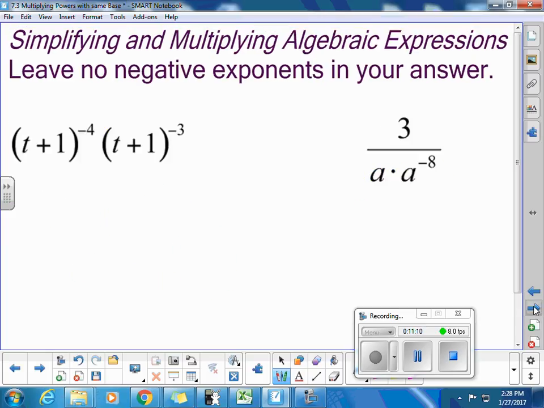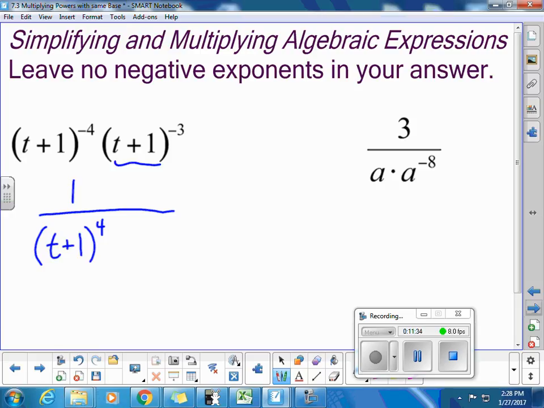All right, simplify this, leave no negative exponents again. (p plus 1) to the negative 4th. I'm going to write a fraction bar and put 1 here, and write (t plus 1) to the 4th. I moved it to the denominator and lost a negative sign.